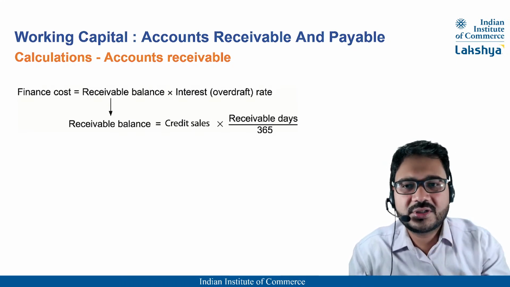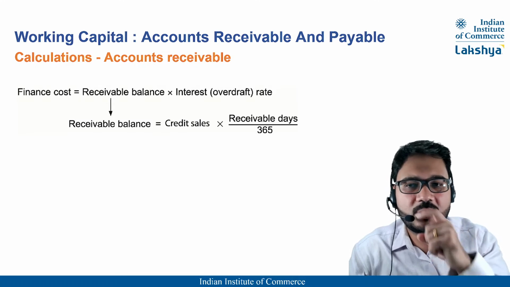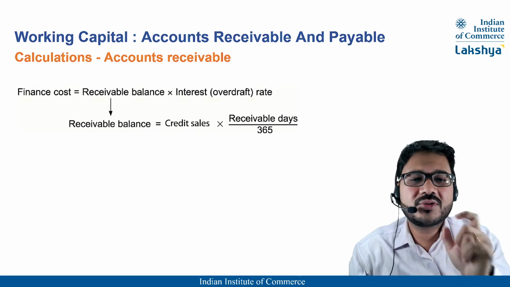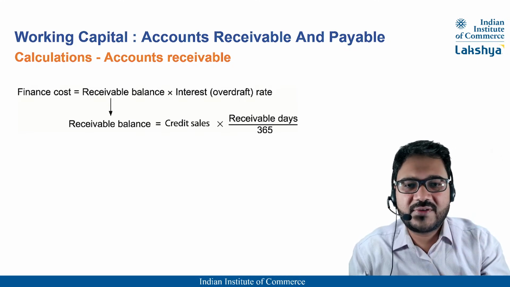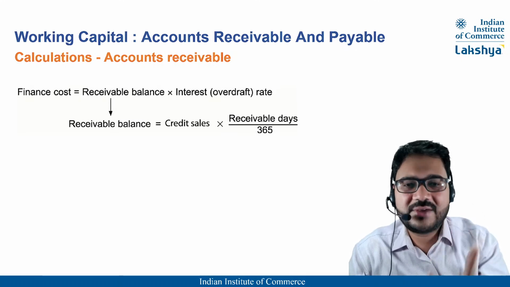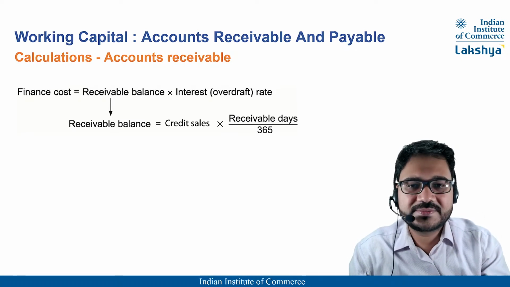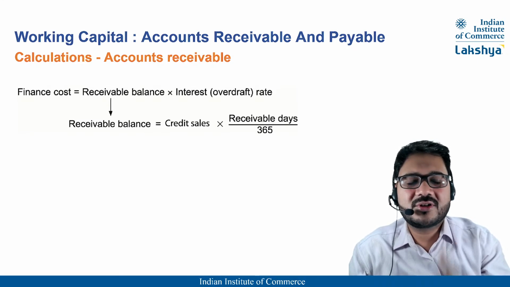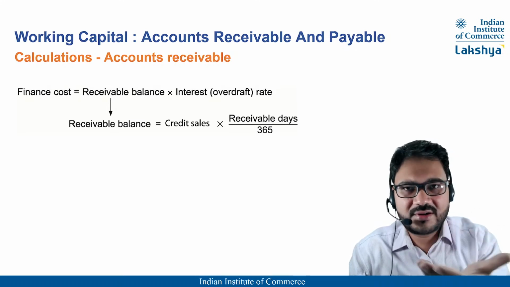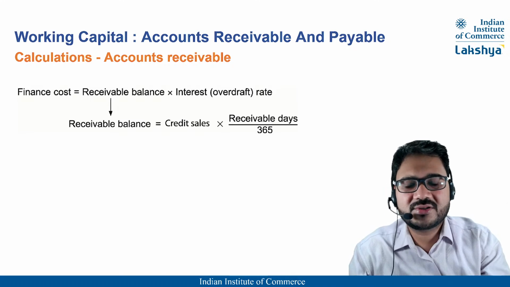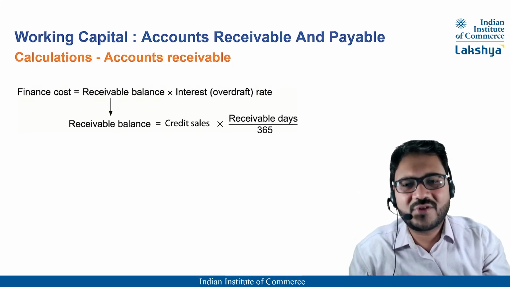That is your cost. Now, how do you know how much is the receivables? You will take your credit sales into receivable days divided by 365. We typically use the same formula for receivable days, wherein receivable days is equal to receivable balance divided by credit sales or the relevant cash flow. In this case, it's credit sales into 365 to get the receivable days. So it's just a rearrangement of that formula.